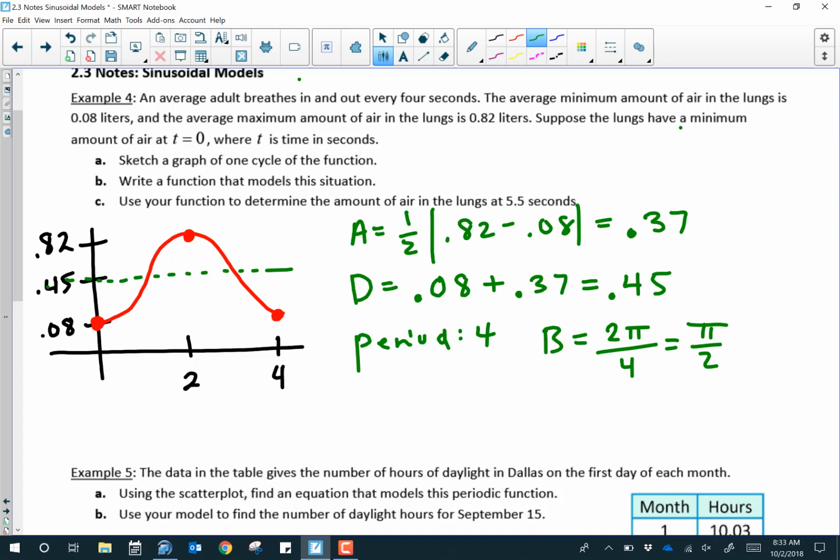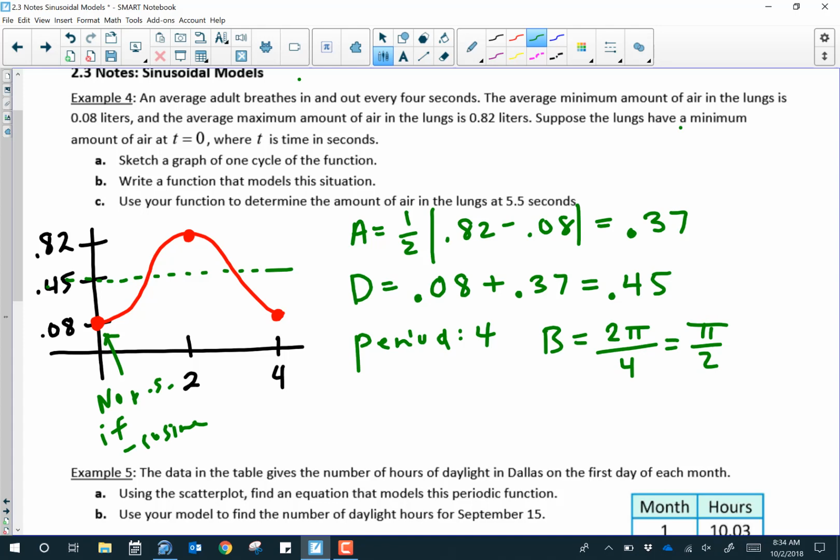And then finally, my phase shift. Do I have to have a phase shift here? No. If I use what function, then I wouldn't have to use a phase shift? Cosine. If I use cosine, and more specifically, negative cosine, then there is no phase shift.